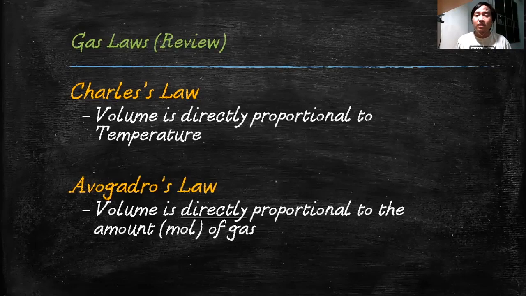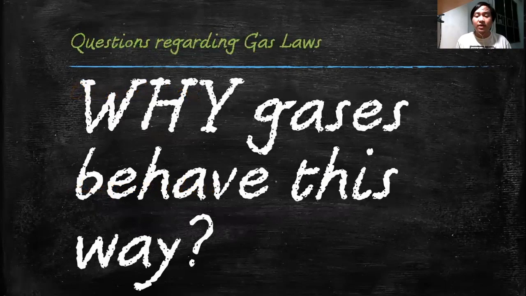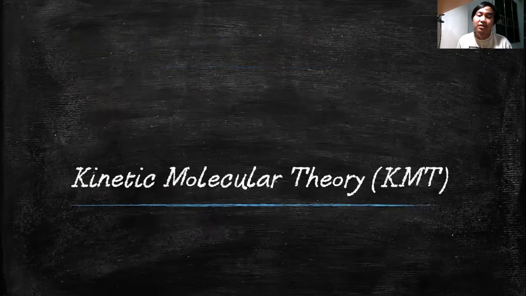While we know that these laws hold true, they were arrived at empirically, or by experiments, but we still don't know why gases behave this way. To answer this question, it requires a theory that explains gas behavior at a molecular level. And that theory is called the kinetic molecular theory.